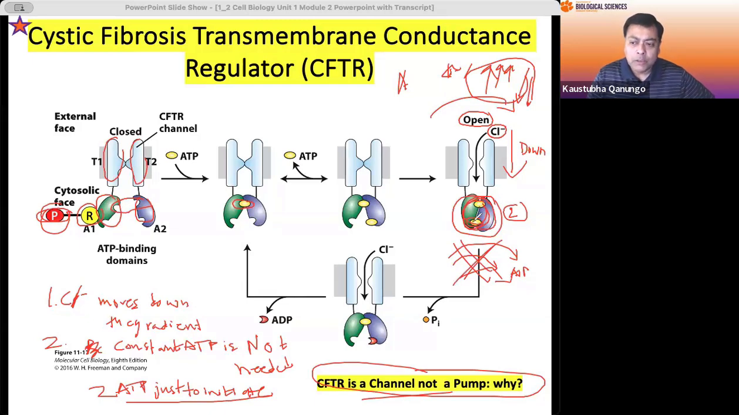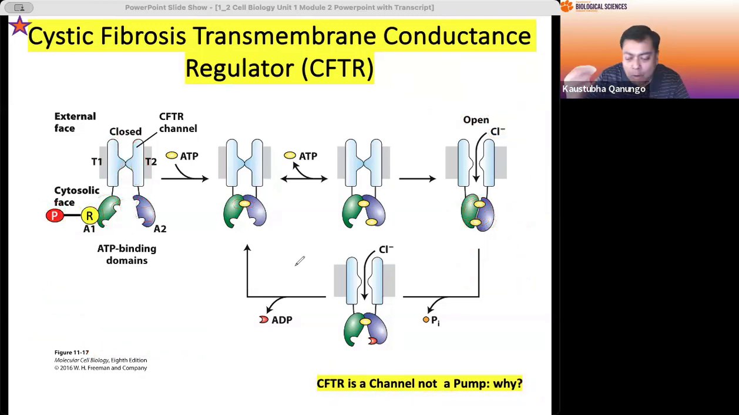It is just only 2 to initiate and open the gate, and that's it. Along with that, chloride moves down the concentration gradient, and that's why the CFTR channel is not a pump. One of the questions that we ask is a little bit complicated: which of the following is true about the cystic fibrosis transporter protein?